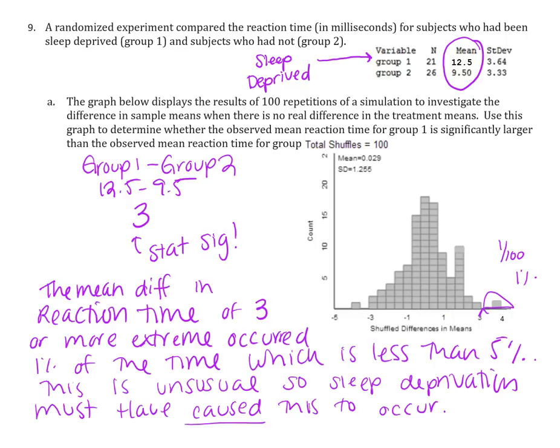Okay, so the mean difference in reaction time of 3 or more extreme occurred 1% of the time, which is less than 5%. This is unusual, so sleep deprivation must have caused this to occur. So anytime you come up with a result that is statistically significant, meaning it only occurs less than 5% of the time, that means that there must be something causing that to happen, so you can conclude cause and effect.